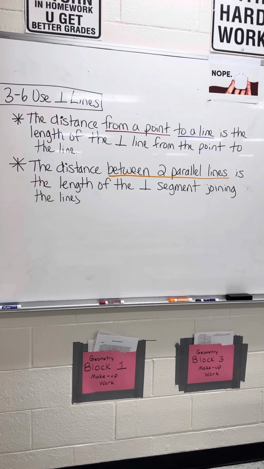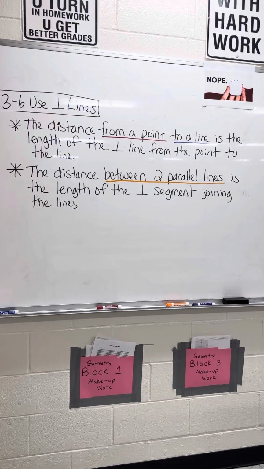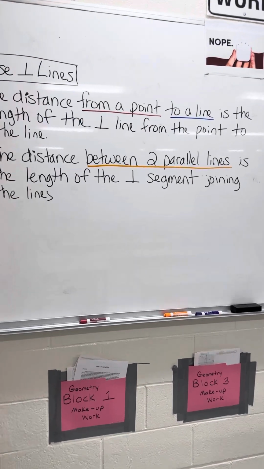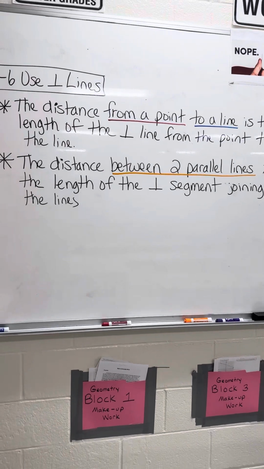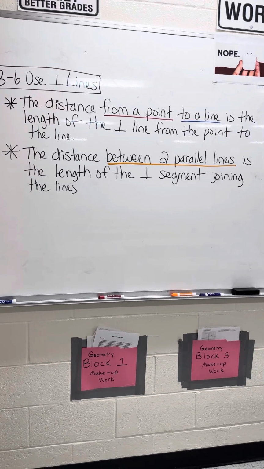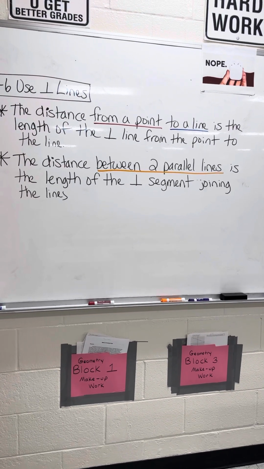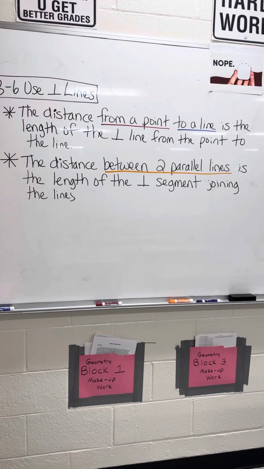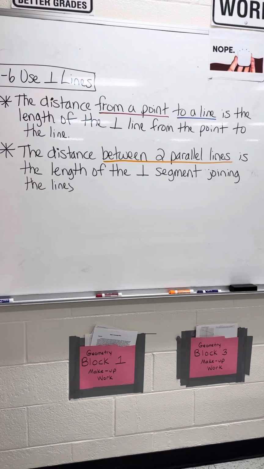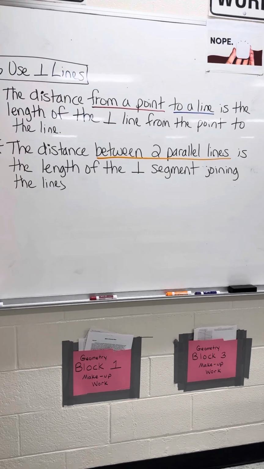So the first one says from a point to a line, it's the length of the perpendicular line from the point to the line. And you'll see that in an example in just a few minutes. The second one says the distance between two parallel lines is the length of the perpendicular segment joining the lines. So again, it has to be perpendicular. So if you bear with me, I'm going to show you some examples.